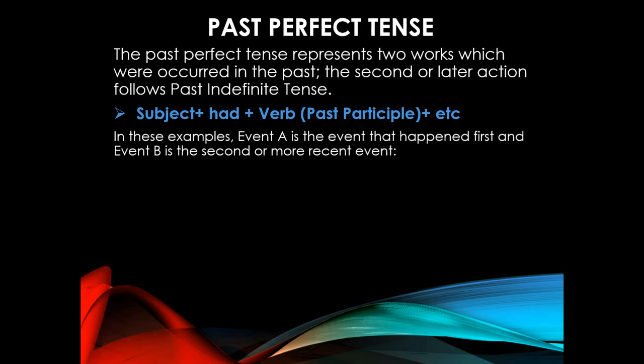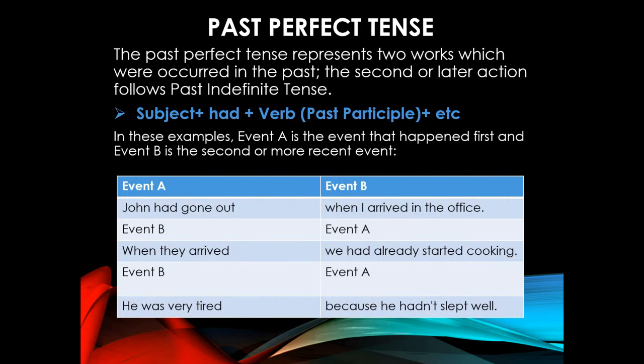In this example, event A is the event that happened first, and event B is the second or more recent event. Let's see the table. Event A is John had gone out, and event B is when I arrived in the office. So the sentence goes like this: John had gone out when I arrived in the office. That means event A happened first, and event B happened more recently.